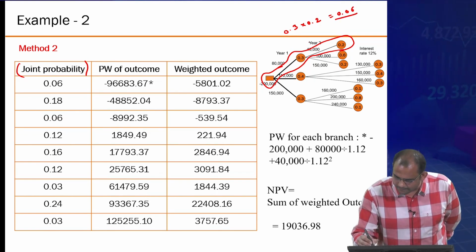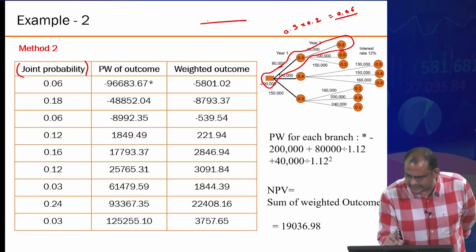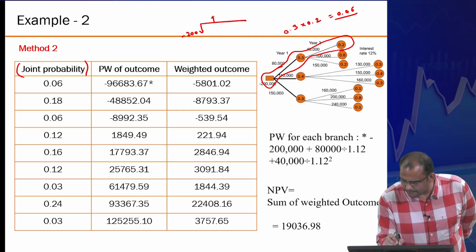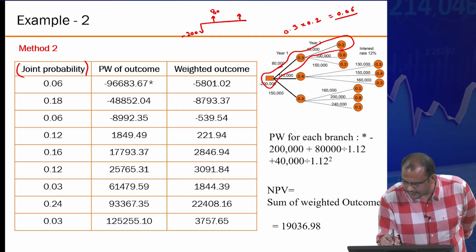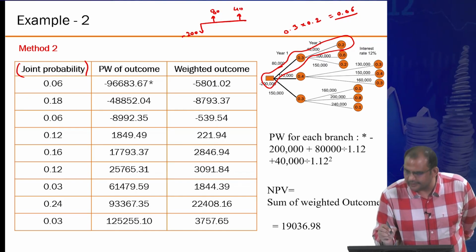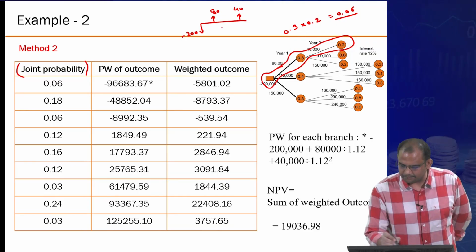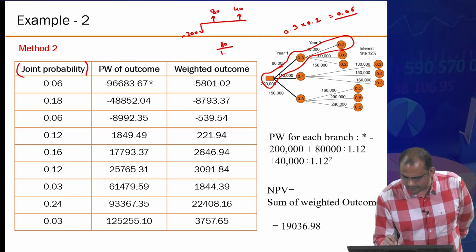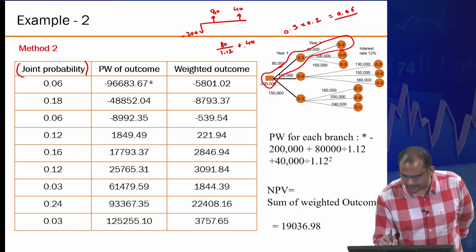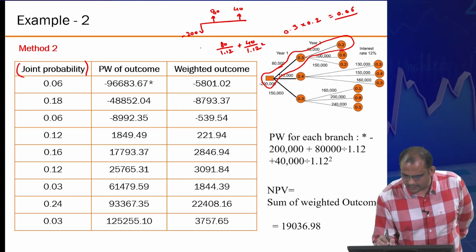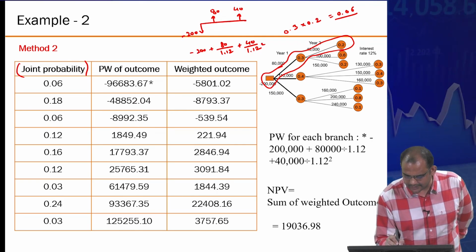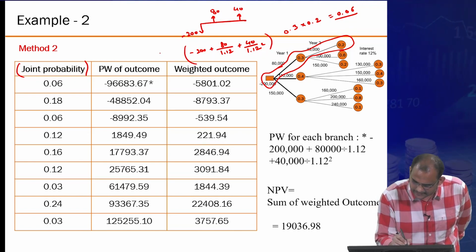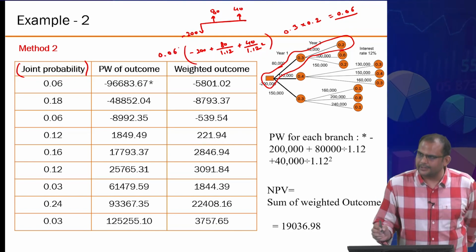Now, this whole branch serves as a cash flow series for you, which is minus 200 plus 80 and plus 40. The present worth of this branch is what? 80 upon 1.12 plus 40 upon 1.12 squared and minus 200. I am skipping the extra zeros, so be mindful. The whole thing will be multiplied by 0.06.